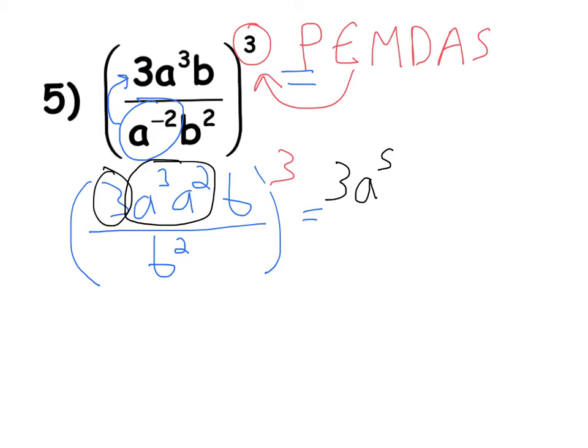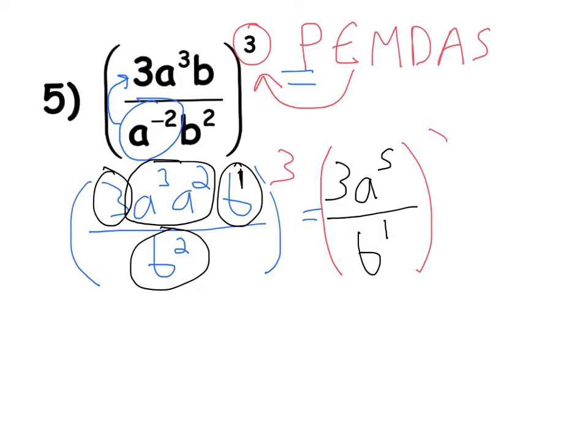Now the piece de resistance: I have b to the 1st power divided by b squared. We did not have a dividing example in the previous part. When we divide, we subtract the exponents. So 2 minus 1 gives us 1, which means I have b to the first, and I'm going to put that b to the first where there were more b's, which would be in the denominator. So now I have 3a to the fifth all over b to the first, and this whole thing is still to the third power.